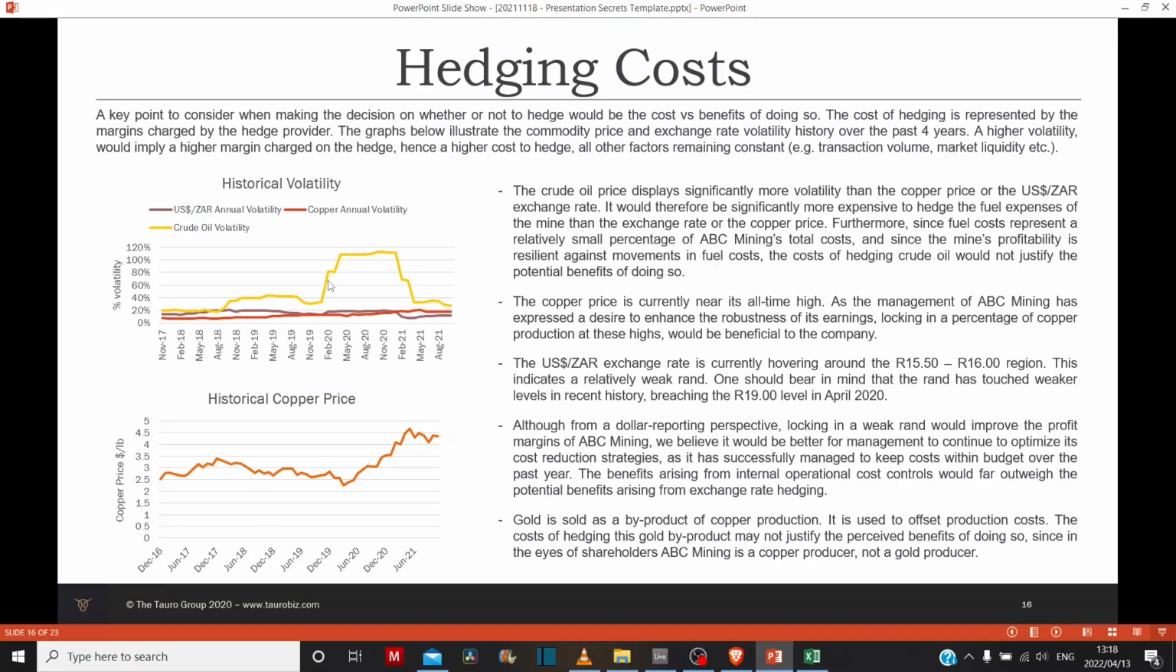And in our previous slides, what we determined was that crude oil formed a very small part of the company's profitability mix, and the company was very robust to movements in crude oil. So this leads us to conclude that perhaps focusing on crude oil hedging would not bring about operational profit protection in a very efficient manner.